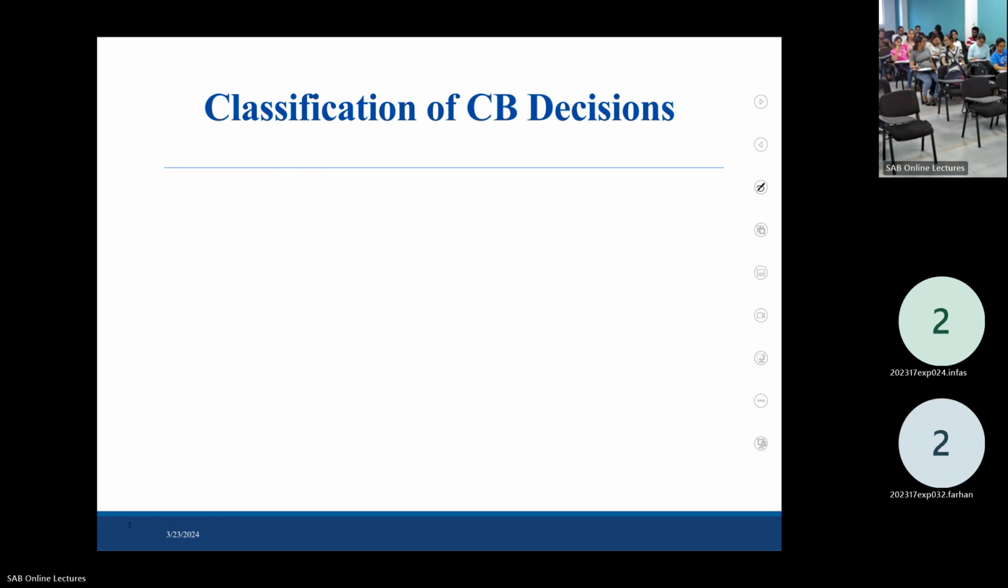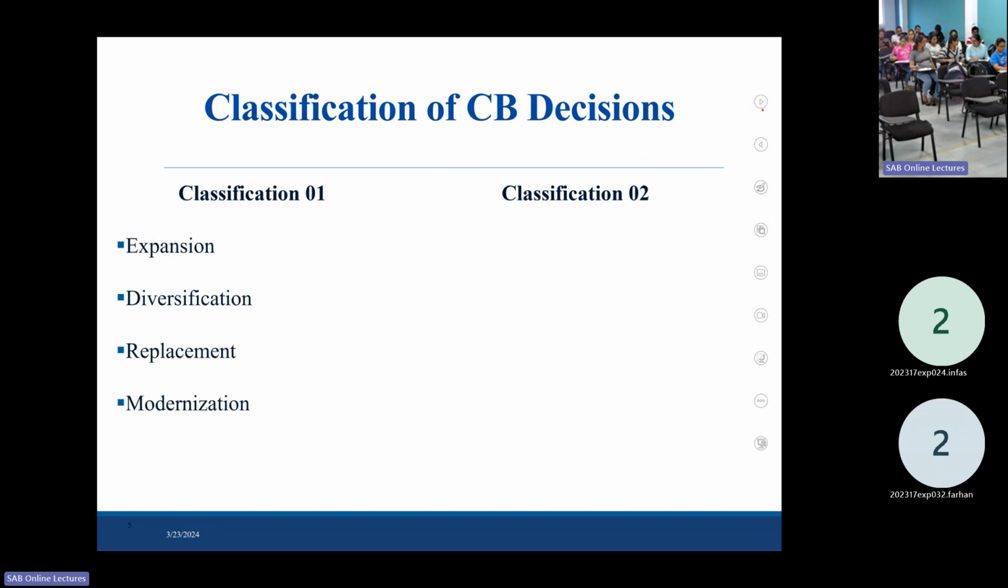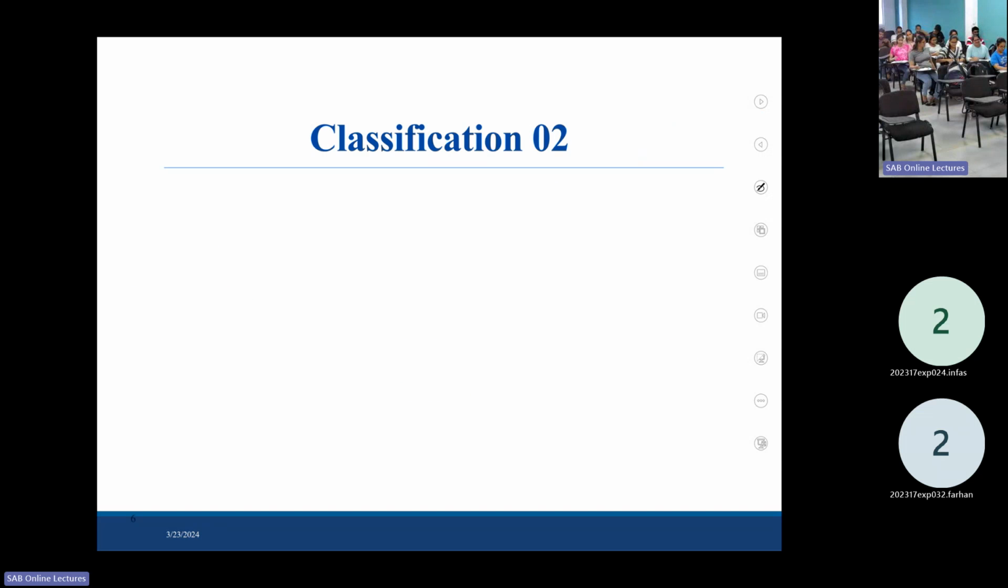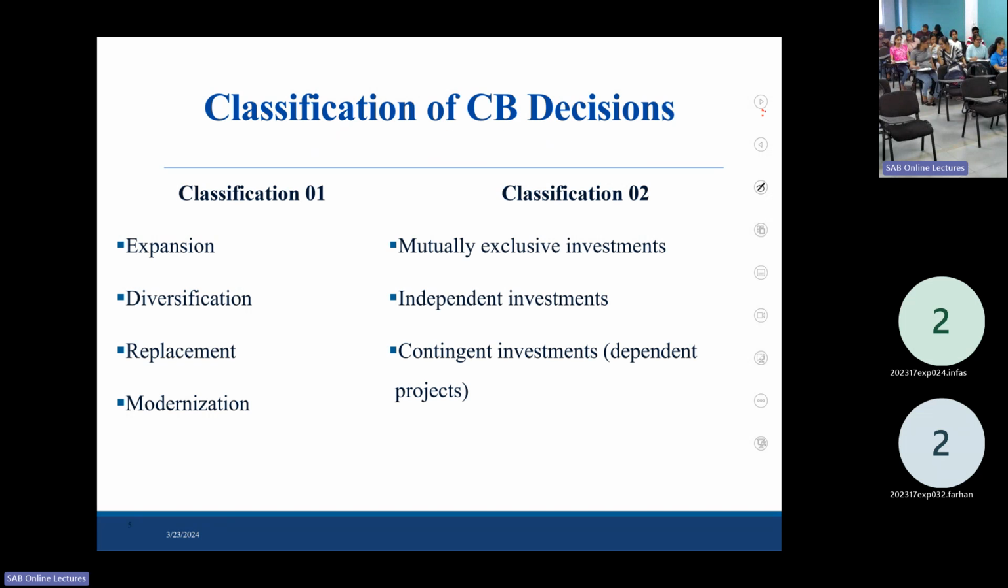Then classifications. So you can see these capital budgeting decisions. You can categorize them like expansion project, diversification, replacement, modernization. This is one classification. And also you can categorize them as mutually exclusive, dependent, independent projects.